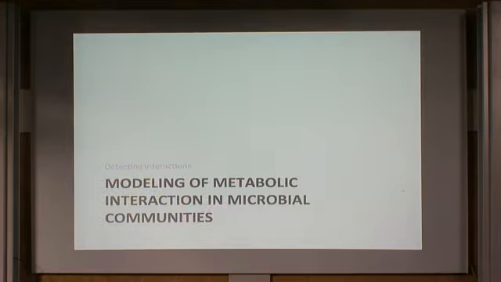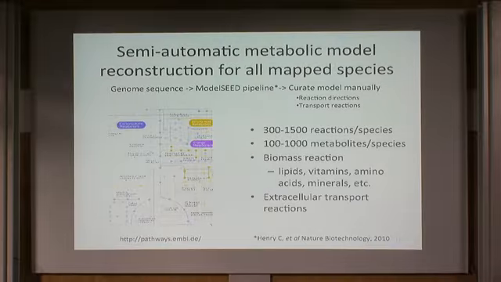So now we want to model these communities. Basically, for each of the species, you can reconstruct a metabolic model. A metabolic model is just a set of all possible reactions in that species, and you can curate them for some transport reactions and so on. Per species, you can have around 1,500 reactions, and then you can put them together into communities and model the properties of how they interact.